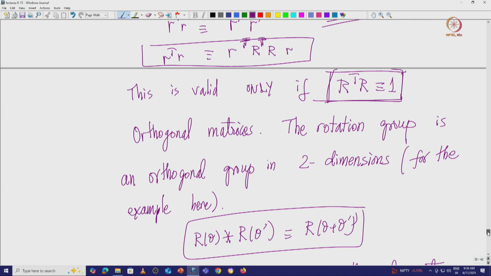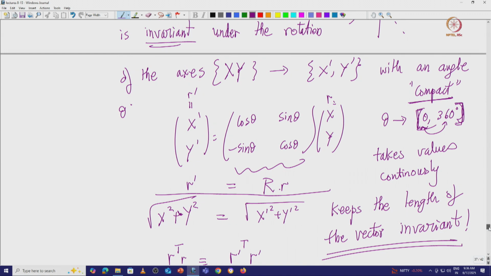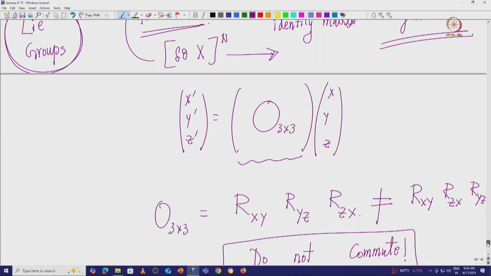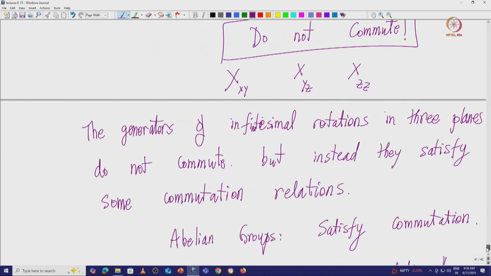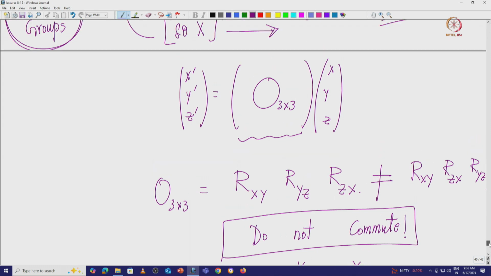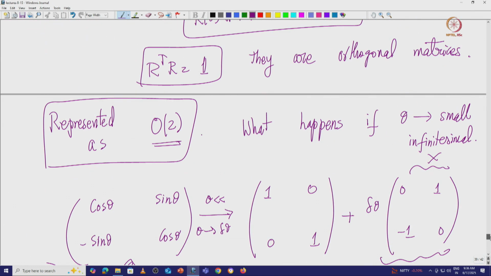So that means O O transpose is equal to 1, which we said essentially, and so this is an orthogonal group. And how many free elements does the orthogonal group contain? This is where our discussion was. Essentially we said that this is an orthogonal group.